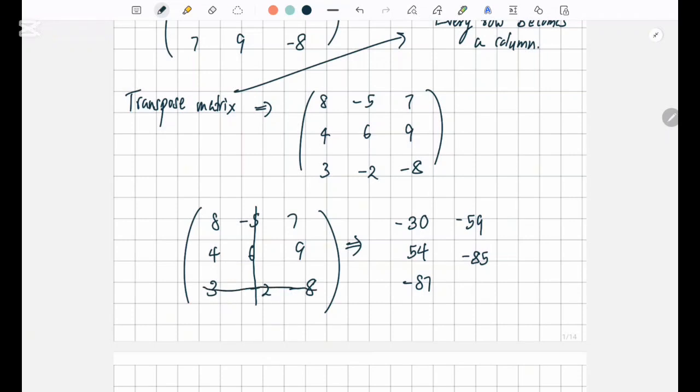And finally, the third row. 8 into 9 minus 28. That's 44. Now we found the second column. Let's go for the last column, the third one.